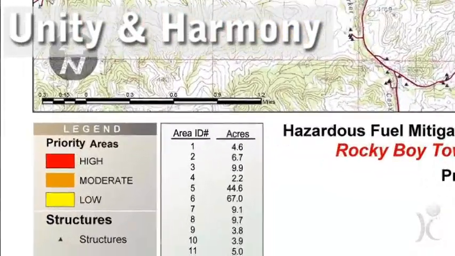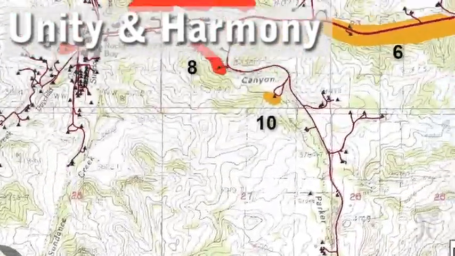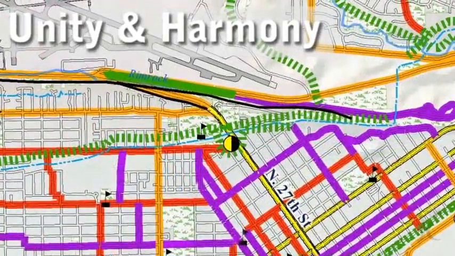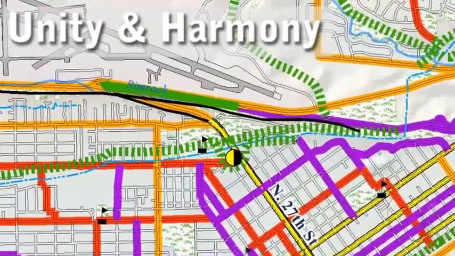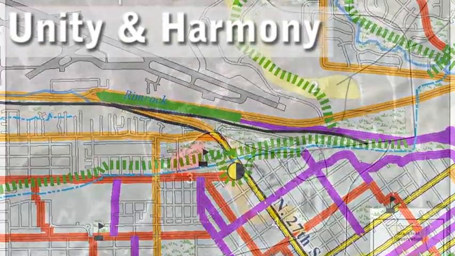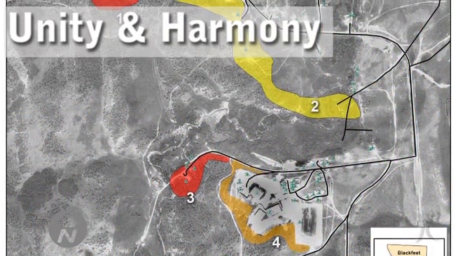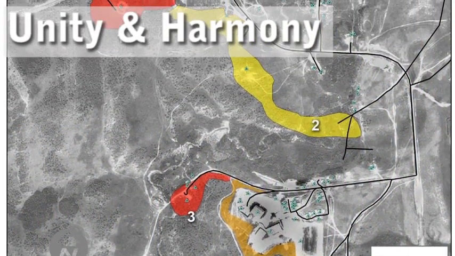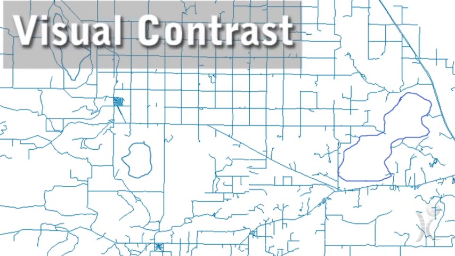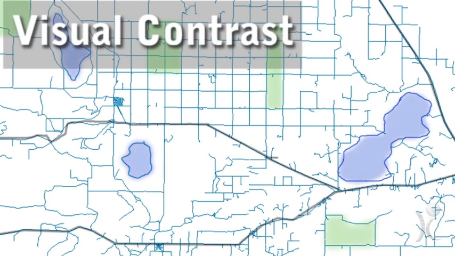Unity and harmony refer to how well these complex patterns on our map can be represented to look pleasing. Are the symbols, patterns, and colors kept consistent? Or is the map too complex and very difficult to digest? Visual contrast refers to how well symbols on the map are differentiated from one another. Visual contrast is one of the most important considerations when making a map. Does our map reveal visual contrast between lake features and landforms?